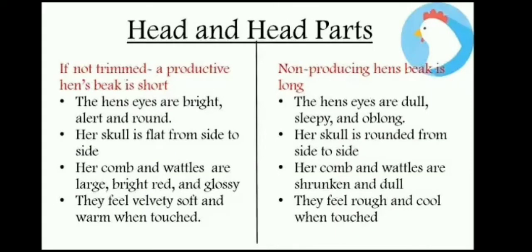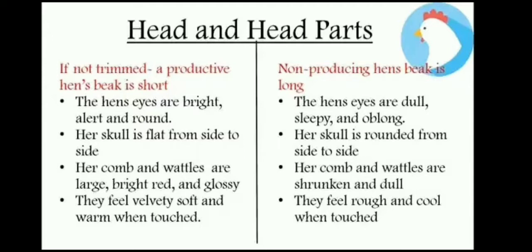And then next is head and head parts. If not trimmed, a productive hen's beak is short. The hen's eyes are bright and round. Her skull is flat from side to side. Her comb and wattles are large, bright red, and glossy. They feel velvety, soft, and warm when touched.